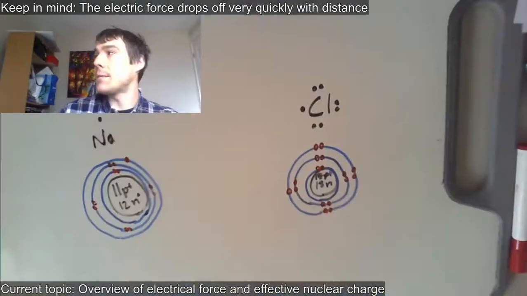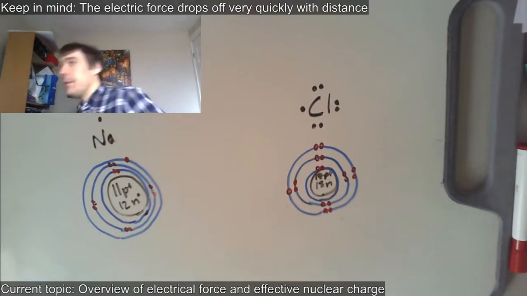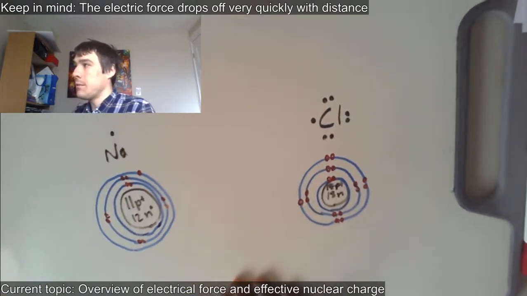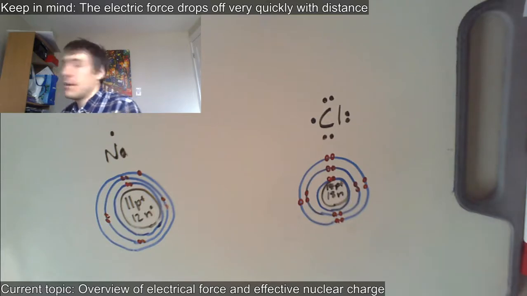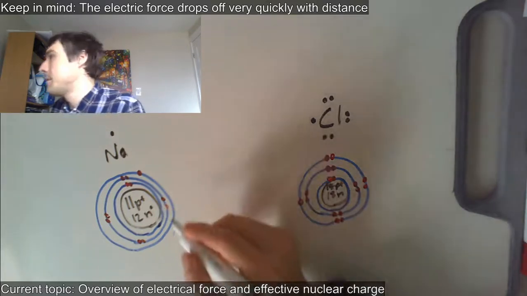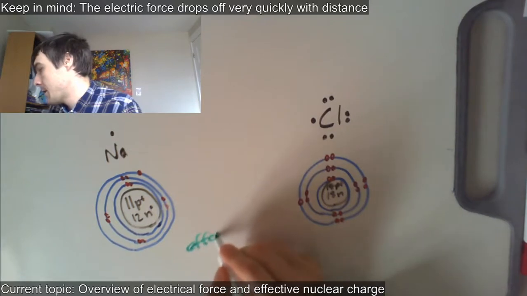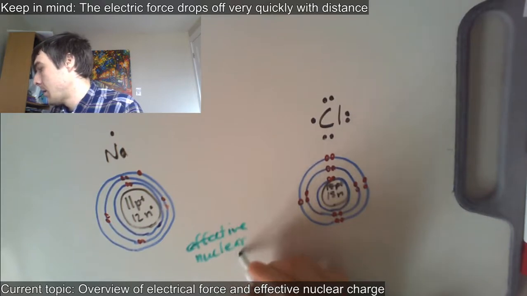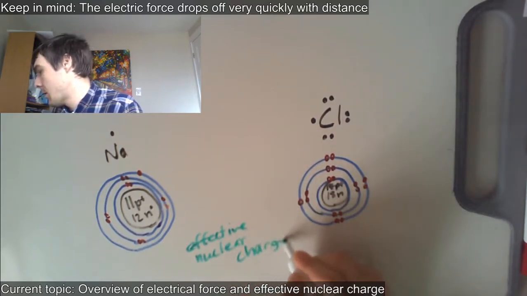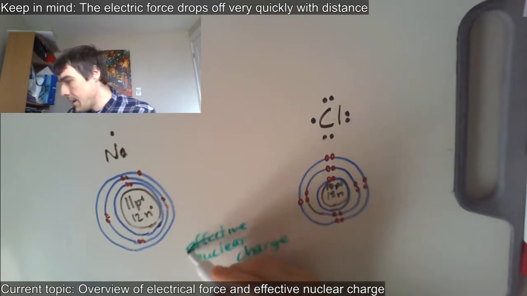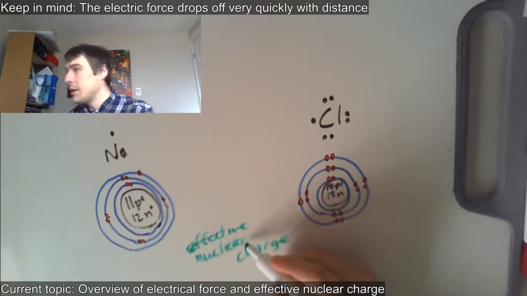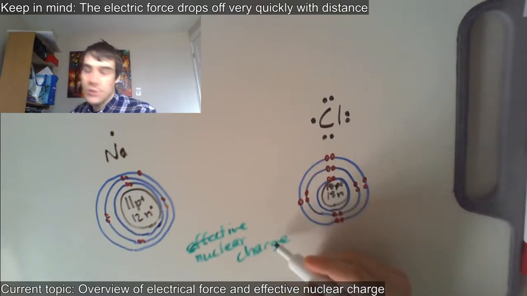Well, let's jump over to the document camera where we have our sodium and our chlorine, and we want to talk about something called effective nuclear charge. Effective nuclear charge. I'm going to write that down. I realize it's in the bottom corner here, but effective nuclear charge, right? Now, break it down. Effective meaning how strong. Nuclear meaning the nucleus, and charge meaning charge.